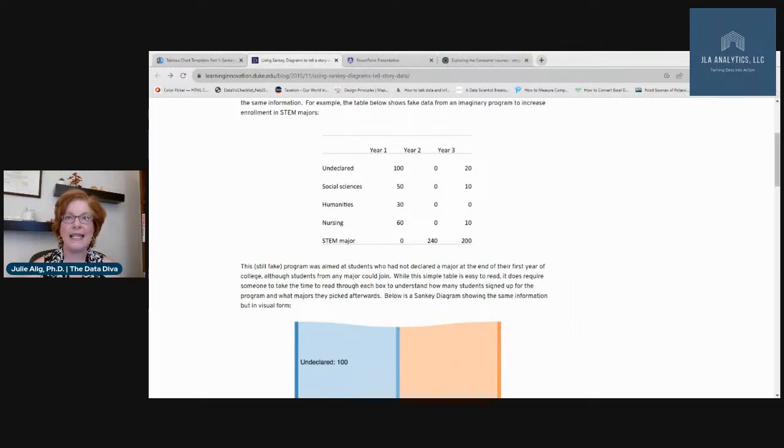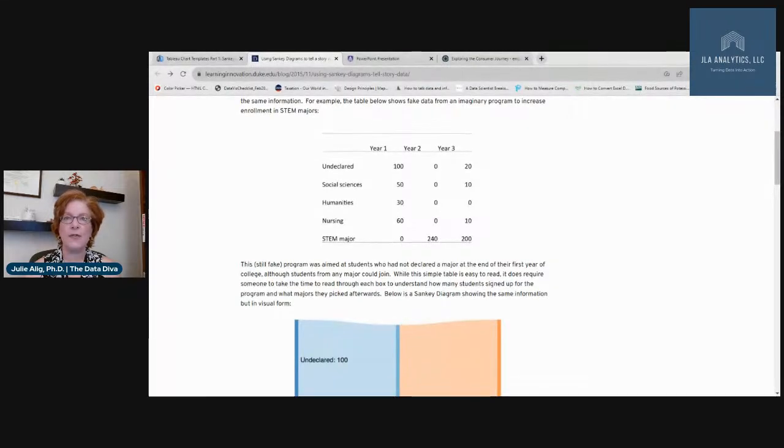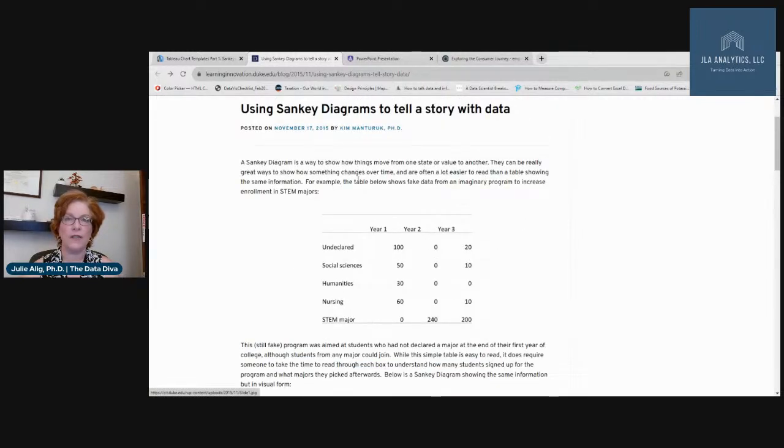So when you look at this, this is an example from Duke. And with the table, this is usually how the data comes across, right? So you've got students who come in having declared these majors, broadly speaking. So a STEM major, nursing, humanities, this is all just fake data, right? Social sciences and undeclared. So year one, you've got this number of students in each of those majors. By year two, you've got down to here, and year three, you've got to here.